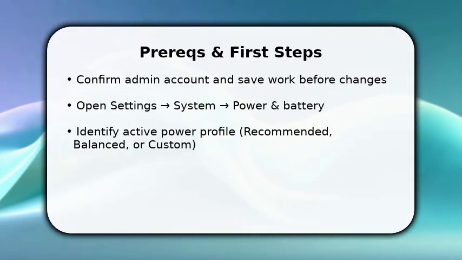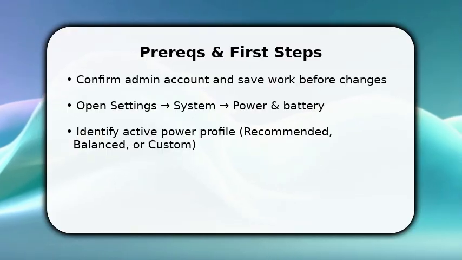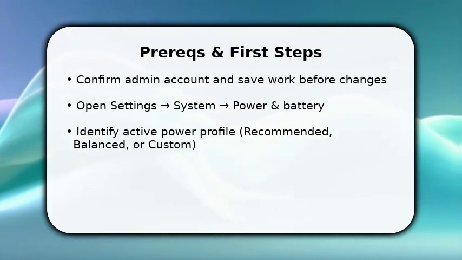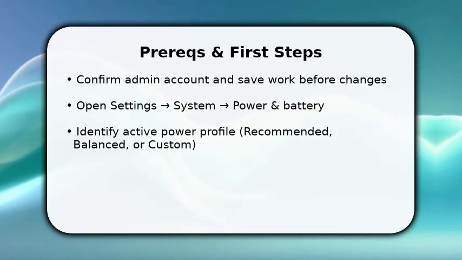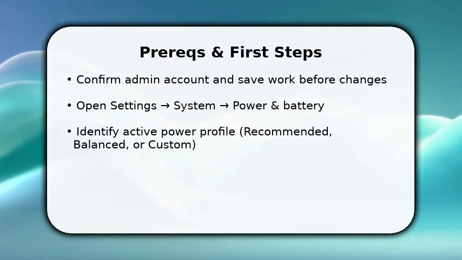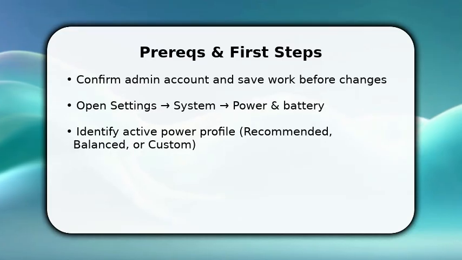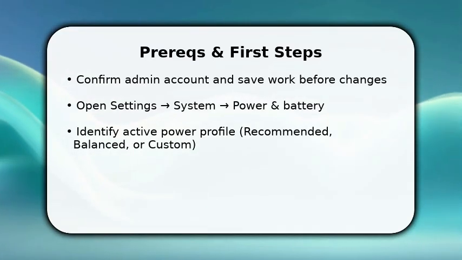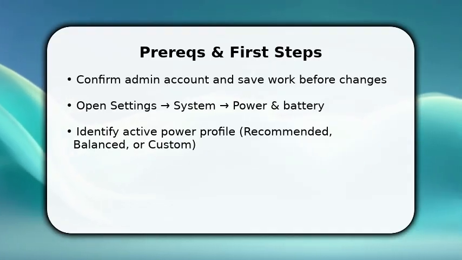You'll start by confirming you're on an administrator account and saving any open work. Once ready, open settings, go to System, then Power and Battery. You need to identify the active power profile so your changes apply immediately. If it's a corporate profile, make sure group policies won't overwrite local edits.